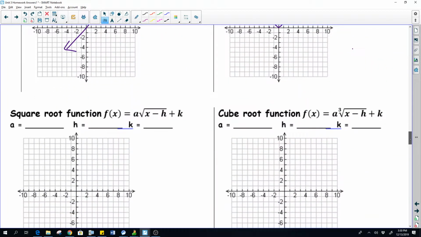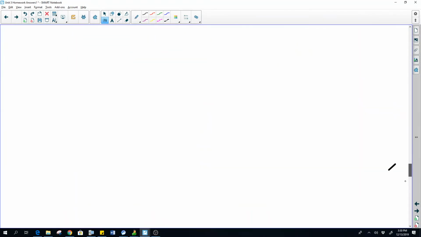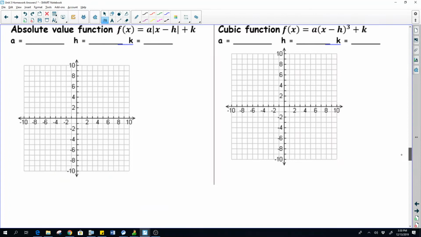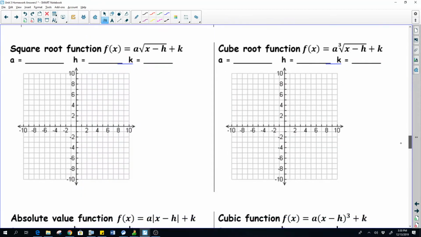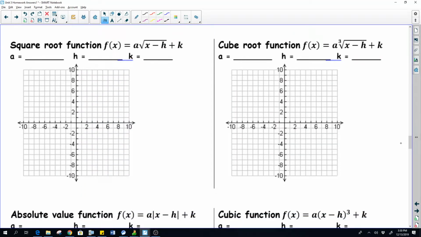Okay, then don't forget our square root. Yay. So don't forget our absolute value and square root. Okay, so again, a is always like the slope or the expander. Makes it go up or down or narrower or faster. The h value, again, is our shifting to the right or to the left. And k is our up or down.